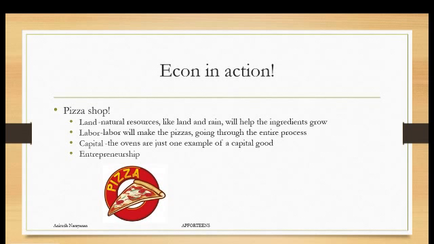And entrepreneurship. Someone had the idea of making this shop. The entrepreneur. They're the ones that put their money and their risk and their selves on the line to make this company.